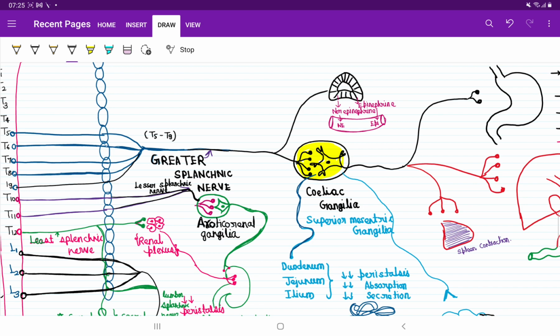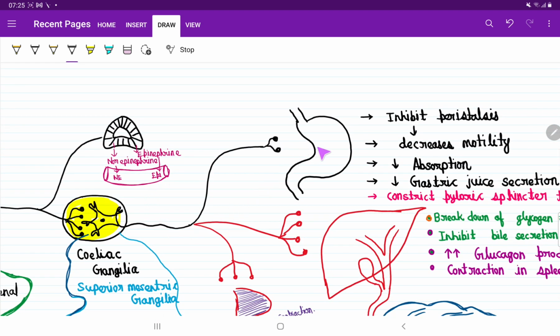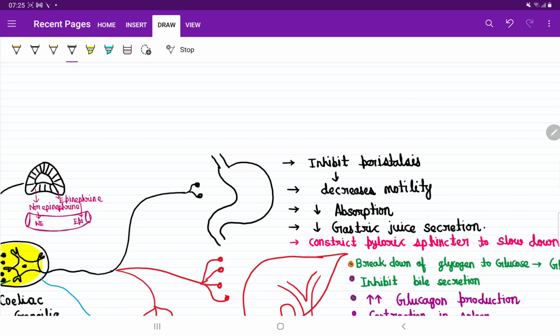They cross this sympathetic chain. Outside they join each other and form the greater splanchnic nerve, and then they form the celiac ganglia. From this celiac ganglia, the supply goes to our stomach, and they inhibit peristalsis here. So in the stomach, peristalsis will be inhibited. Obviously, food will not digest. They decrease motility here. They decrease movement in the stomach. So food digestion will reduce. They decrease absorption. They decrease gastric juice secretion. That means all over they are suppressing the activity of the stomach.